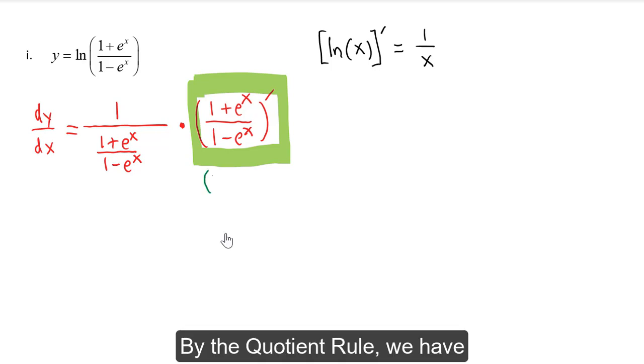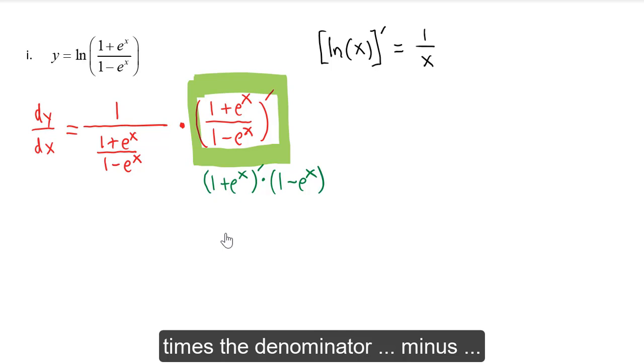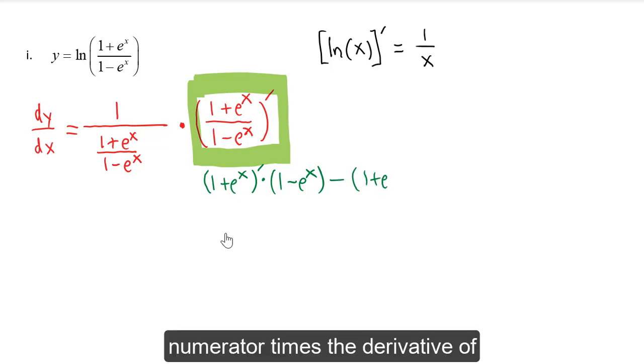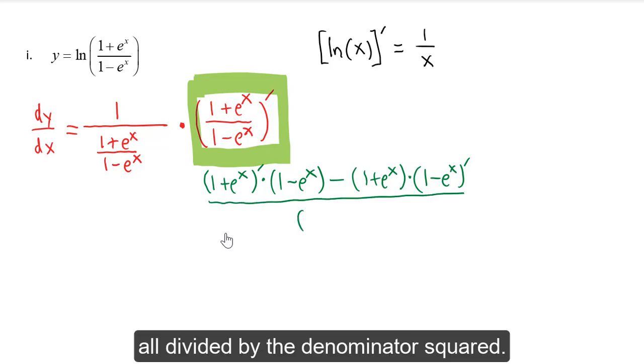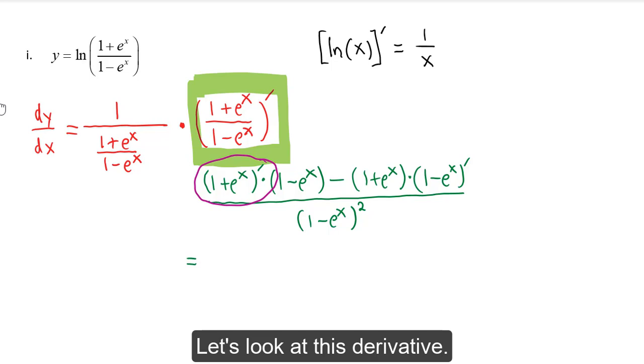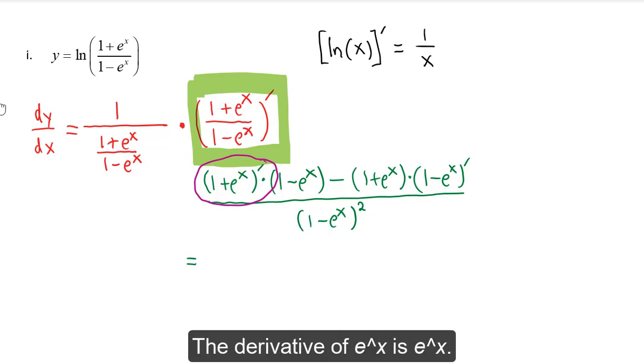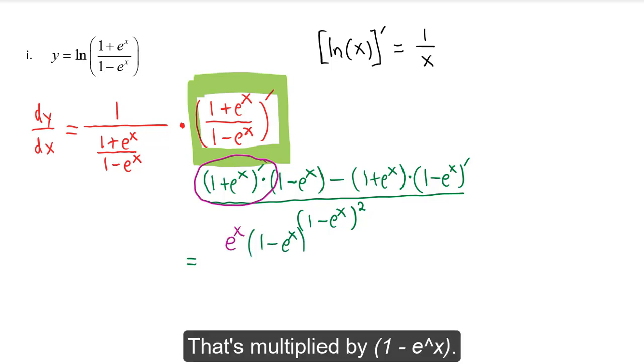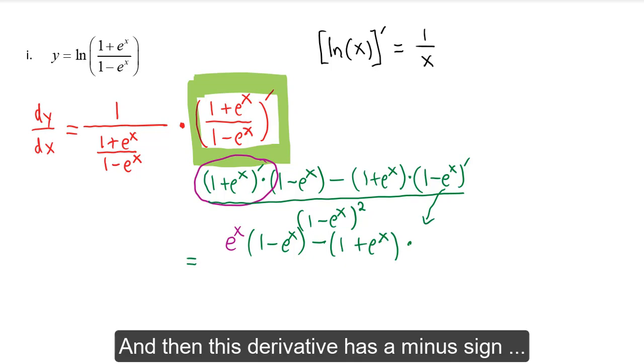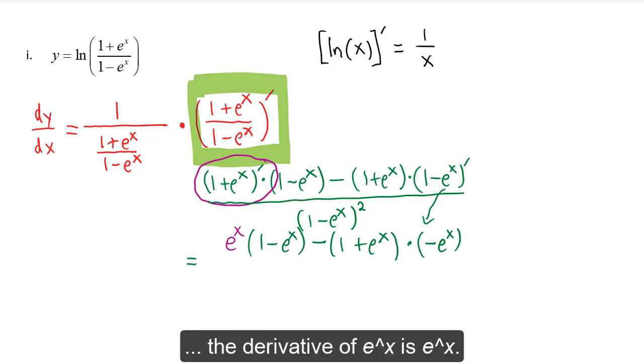Let's do that task separately and then bring this other complex fraction factor back into our answer. By the quotient rule we have the derivative of the numerator times the denominator minus numerator times the derivative of the denominator, all divided by the denominator squared. Let's look at this derivative. It's a sum. The derivative of 1 is 0. The derivative of e to the x is e to the x. That's multiplied by 1 minus e to the x. And then this derivative has a minus sign.